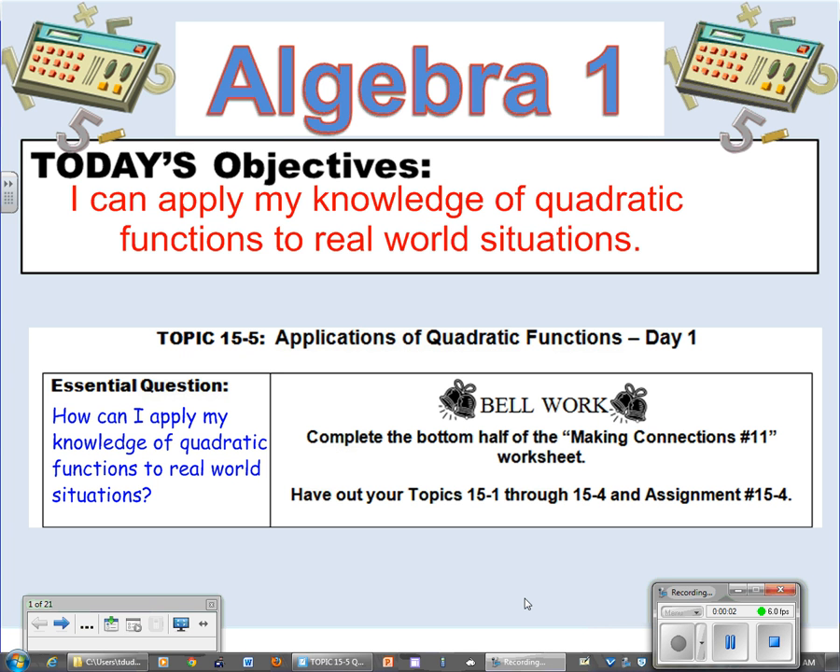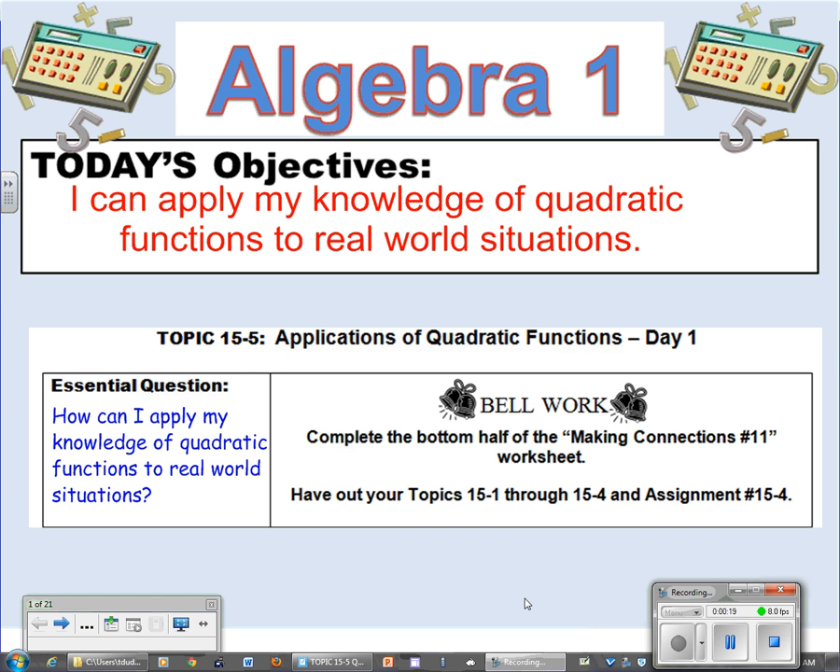This is topic 15-5, Applications of Quadratic Functions, Day 1. Our central question today is how can I apply my knowledge of quadratic functions to real-world situations? Our bell work today is the Making Connections number 11 worksheet. We're going to complete the bottom half.